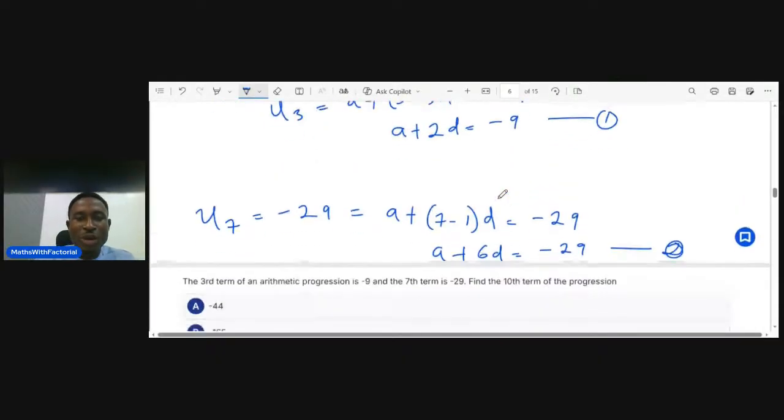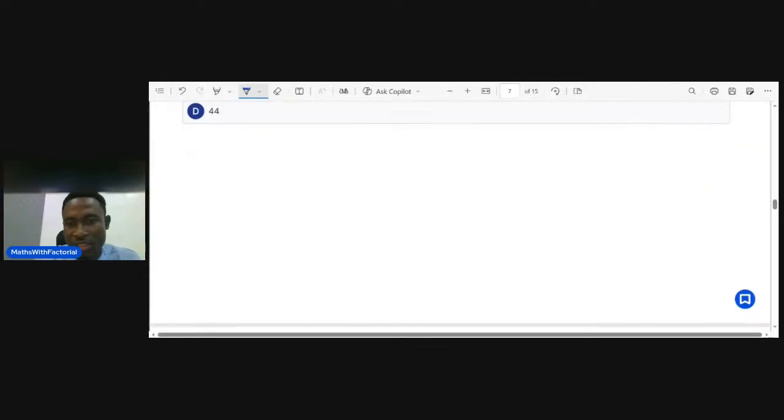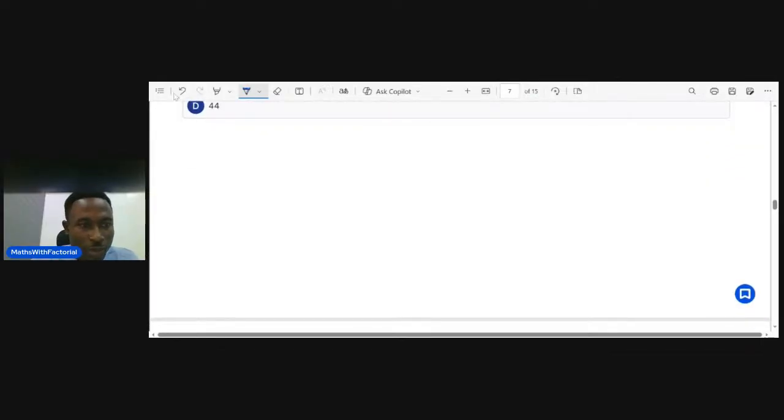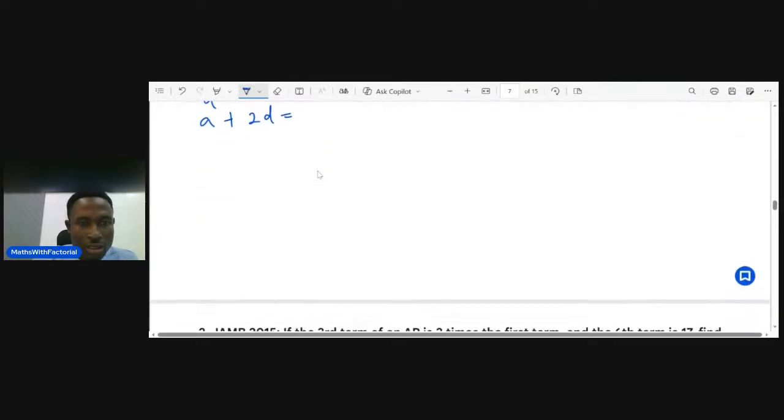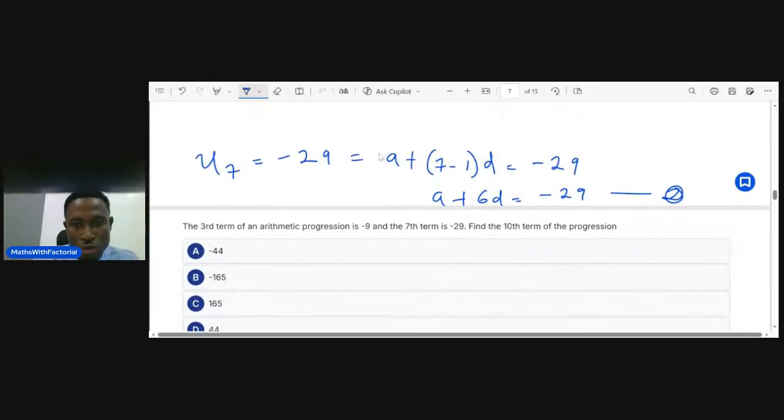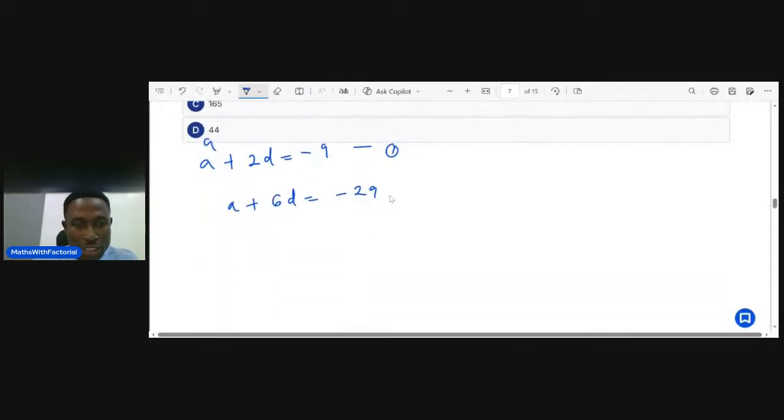All right, now that we have equation 1 and 2, let me rewrite them here on this second page. Please follow me. Equation 1 is what? A plus 2D equals to what? Minus 9, right? A plus 2D equals minus 9. Equation 1. Equation 2 says A plus 6D equals to what? Minus 29. Equation 2. So this is a simultaneous equation, all right?